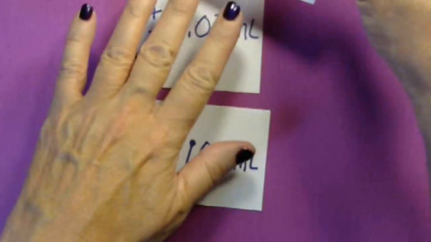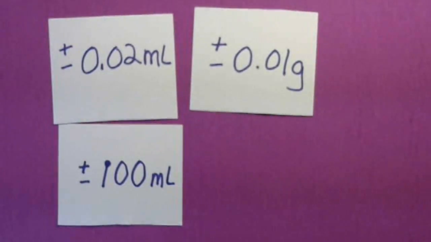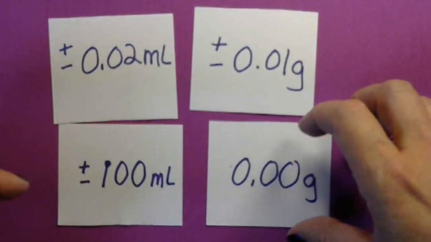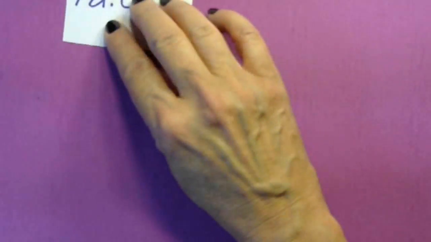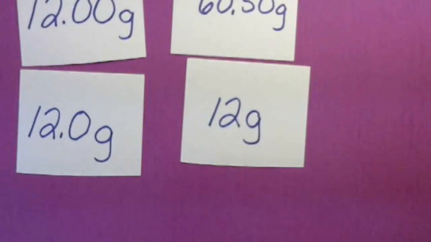What if, however, you're reading someone's lab notebook and they don't give you the plus or minus values, so you don't have any of these values given? You don't know if it's plus or minus 0.01 gram or 0.02 milliliters or 100 milliliters or 0.00 grams. You don't know. All you know is the number that they write in their lab notebook.